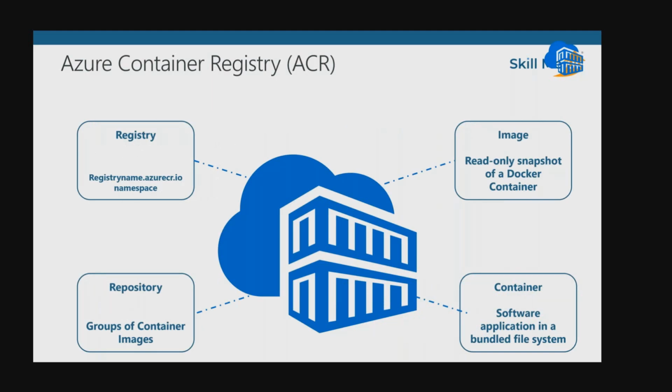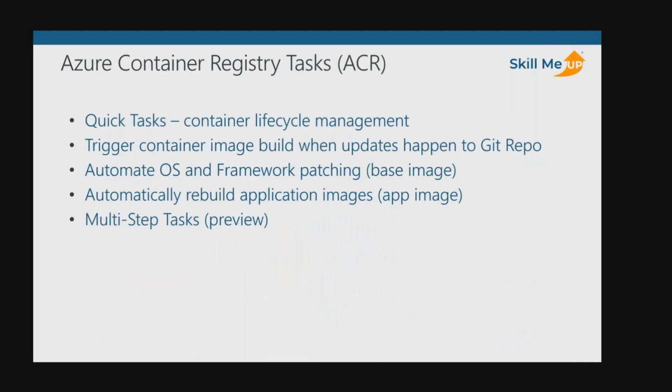Now within the container registry service, we have the registry itself, recognized in the azurecr.io namespace. Next, we have the repository, and that's where you're going to store your offline container images. You're going to push your containers into the registry, and from there you can start up and run your application in, again, any of the running services.